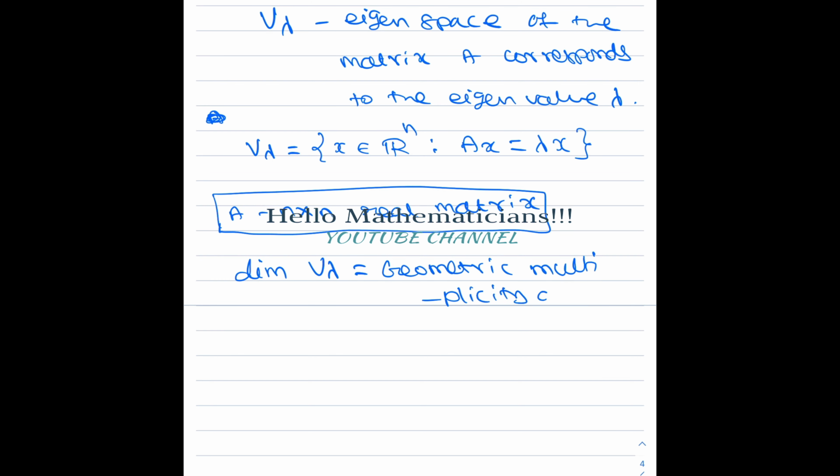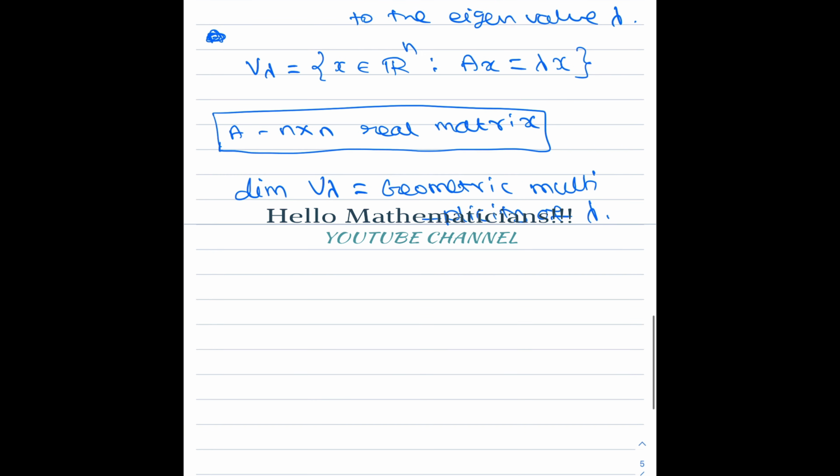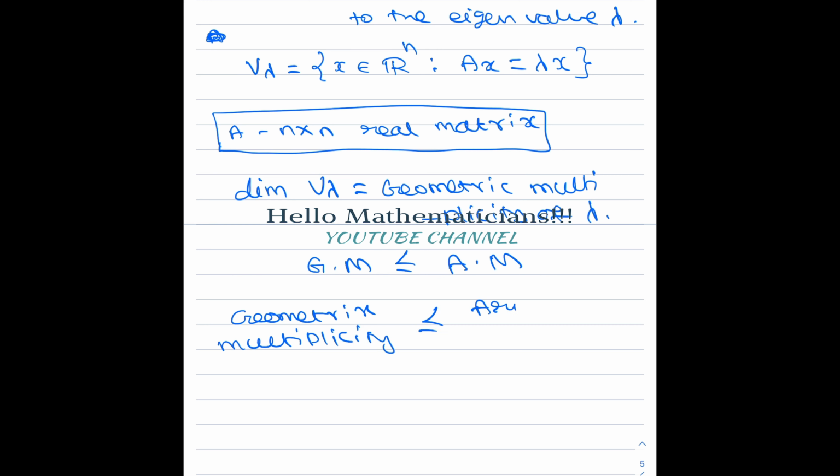In general, what we know is that the geometric mean is less than or equal to the arithmetic mean. That's what we learned in school. Similarly, here also the geometric multiplicity is less than or equal to the algebraic multiplicity.